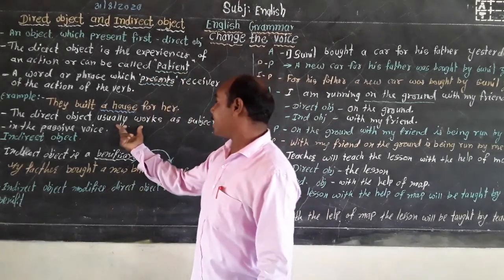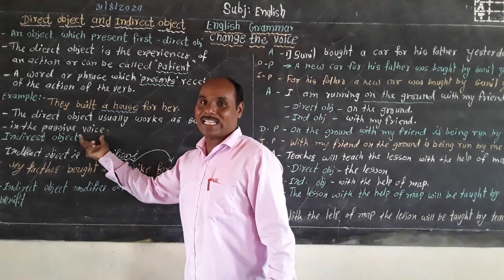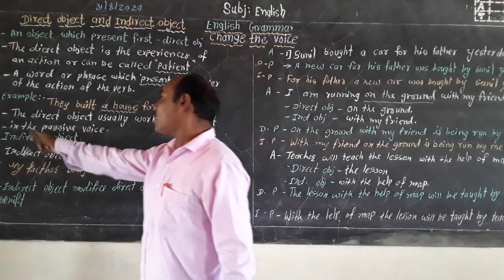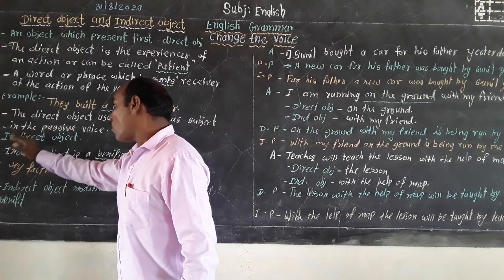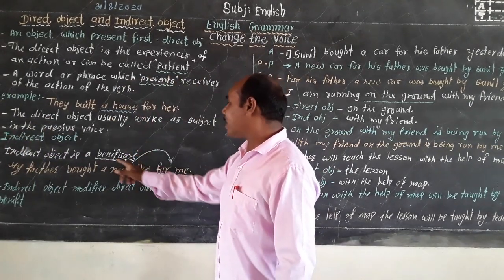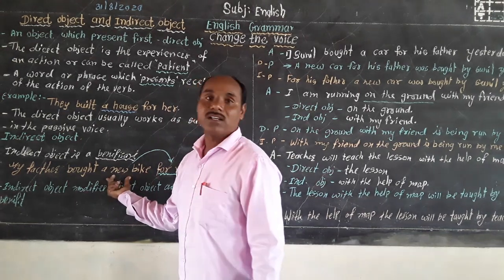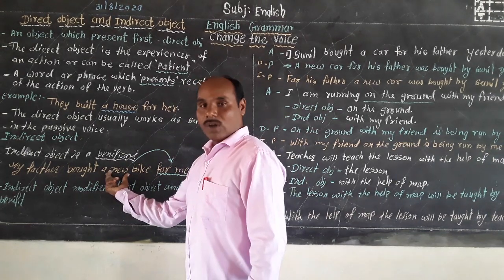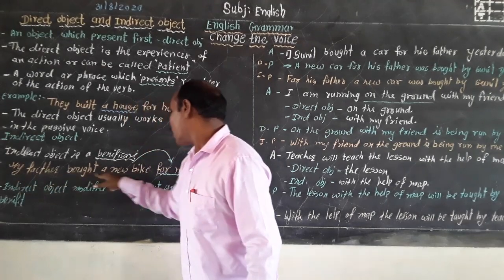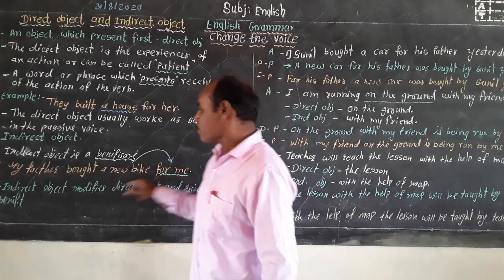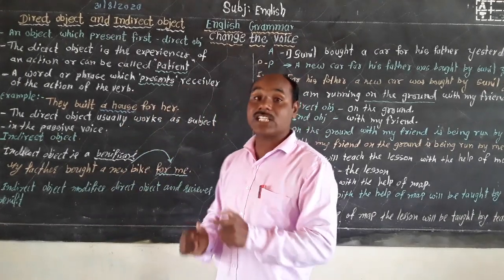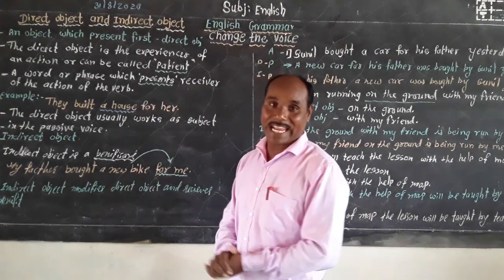Usually the direct object presents as the subject in the passive voice, because it works as the subject in the passive voice sentence. Now what is an indirect object then? An indirect object is always the beneficiary of the direct object. So let us see the example. My father bought a new bike for me. The indirect object modifies the direct object and receives the benefit from it.